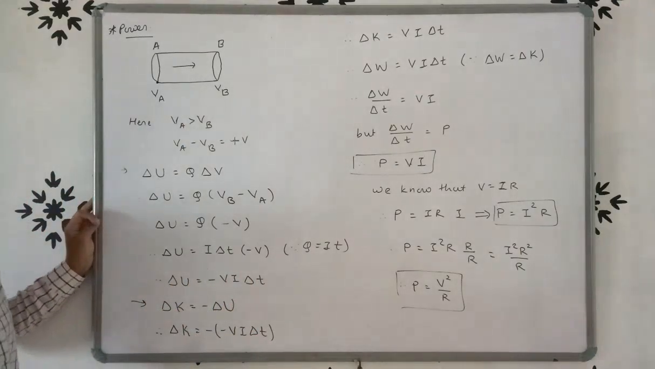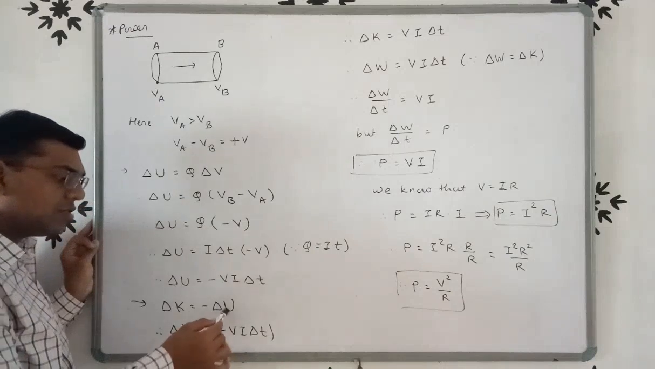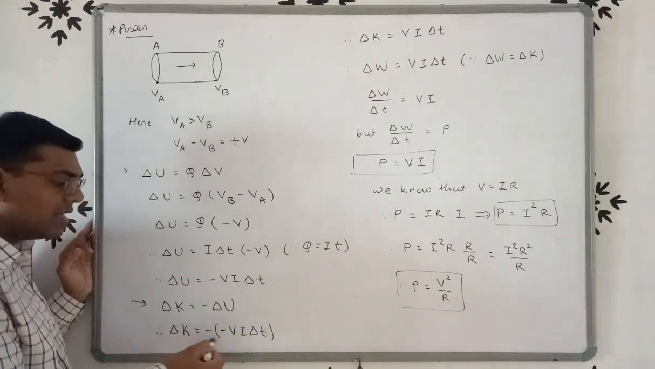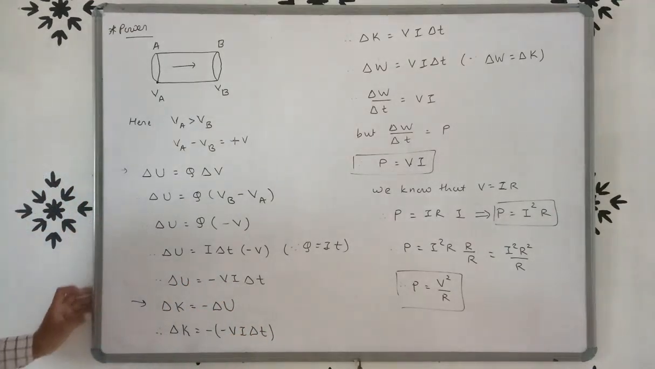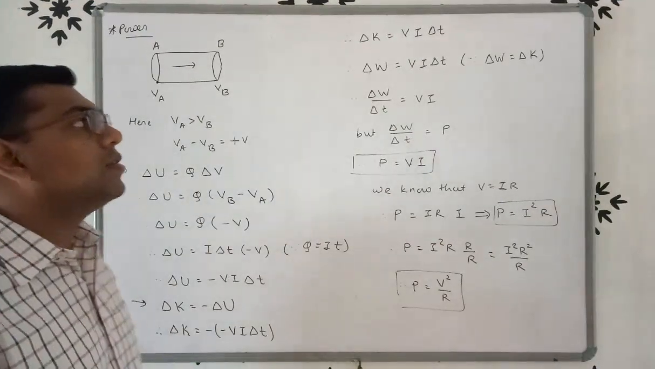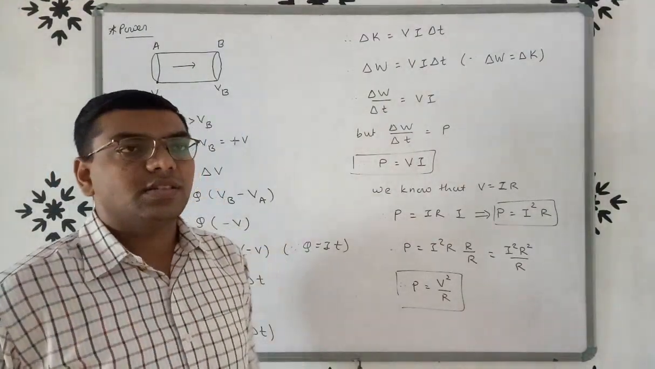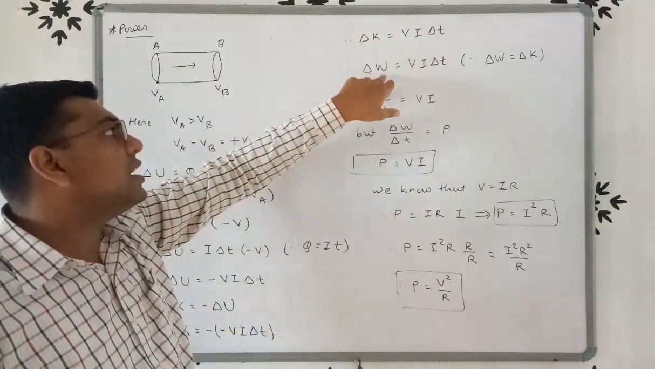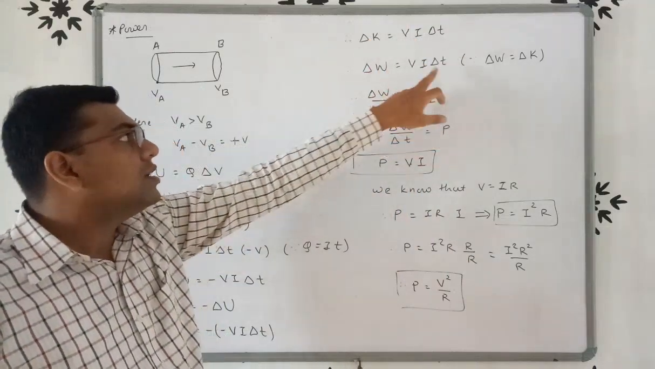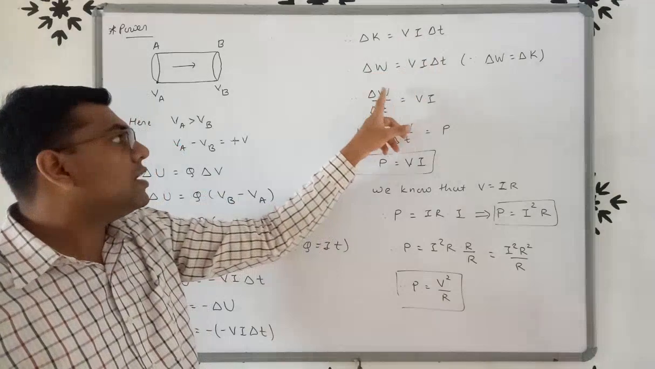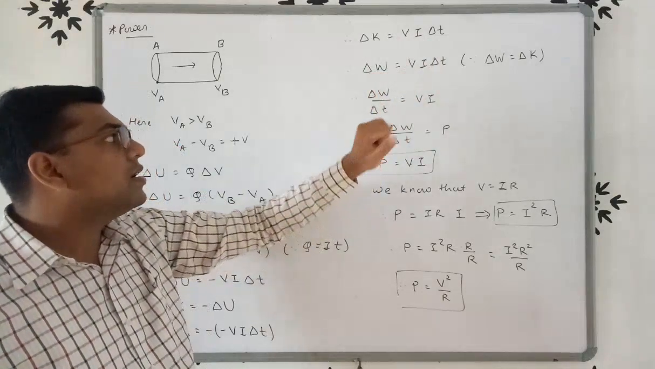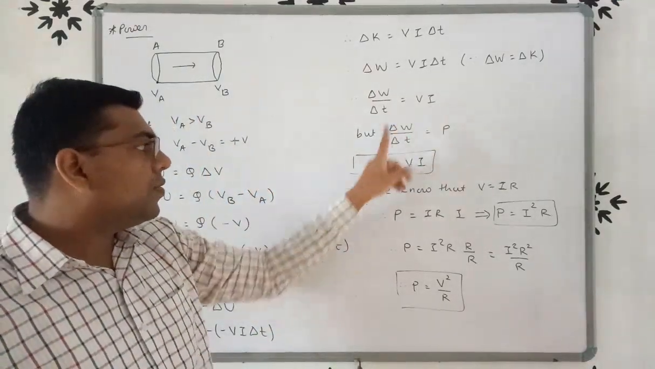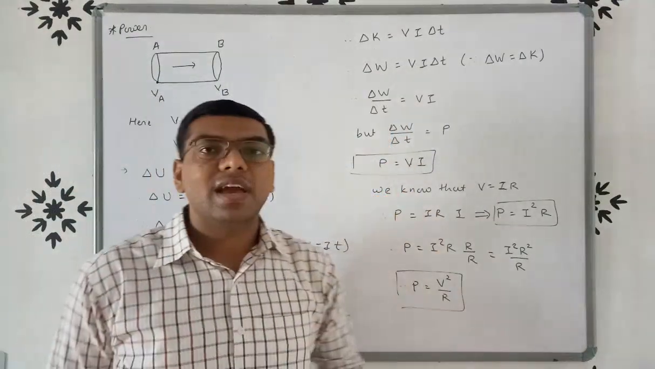Now we already discussed in standard 11 that delta K is equal to minus delta U. But the value of delta U is minus VI delta T, so minus minus is plus. We get delta K is equal to VI delta T. But we know that work is equal to the change in kinetic energy, so instead of delta K we can write delta W. So delta W is equal to VI delta T. Here we take delta T to the left hand side, so delta W by delta T is equal to VI. But delta W by delta T is power, so we get P is equal to VI.